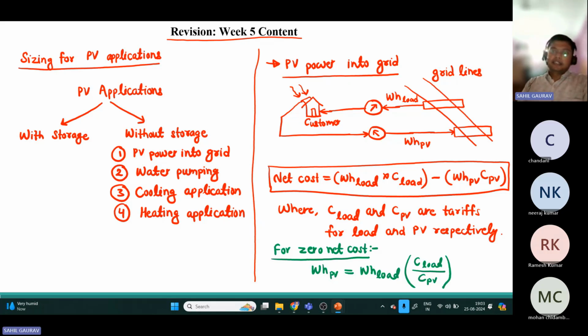So what is the net cost that the customer will see? You are taking energy from the grid, and you are providing back energy to the grid with this PV power generation. So the net cost will be watt hour load into C load minus watt hour PV into CPV. Here C load and CPV are the tariff for load and PV respectively. So there are different tariff rates: the grid provides power at one tariff, and when you provide power to the grid, there will be a different tariff.